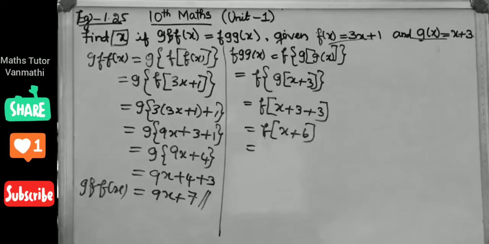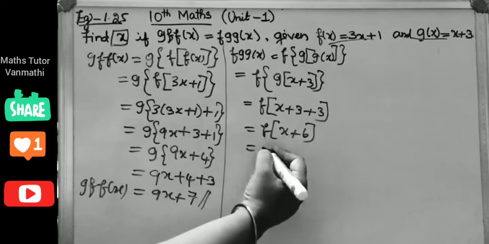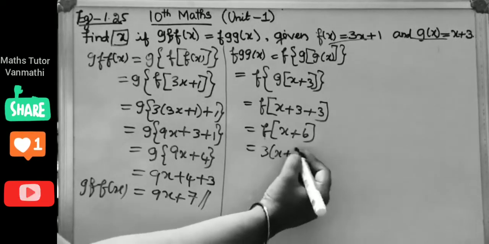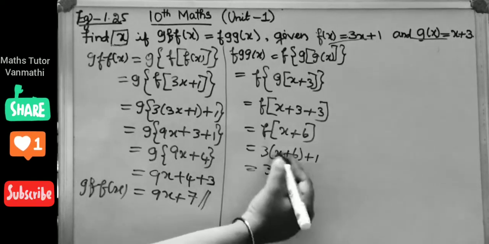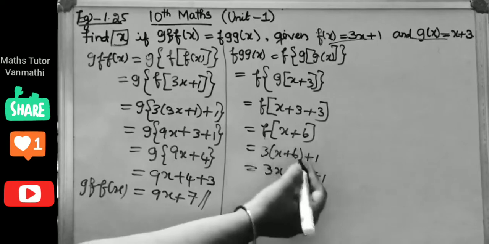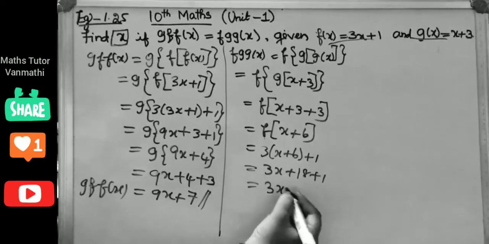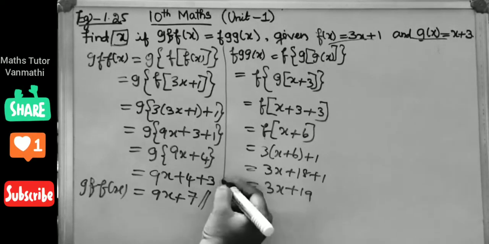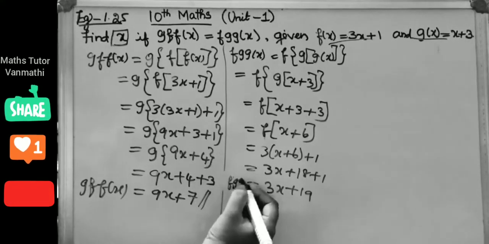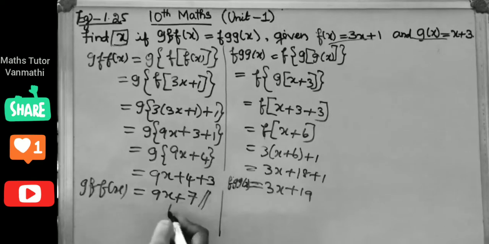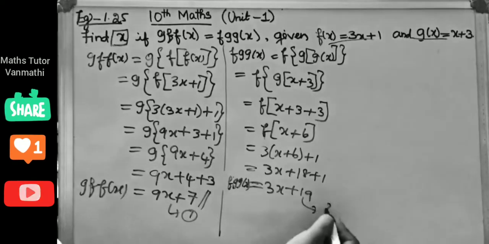This is your f of x, which is 3x plus 1. In the place of x substitute x plus 6, you get 3 into x plus 6 plus 1. Multiplying inside you get 3x plus 18 plus 1, 3 6s are 18, then you will get 3x plus 19. This is your fg(x). Okay, this is your first one and this is your second.